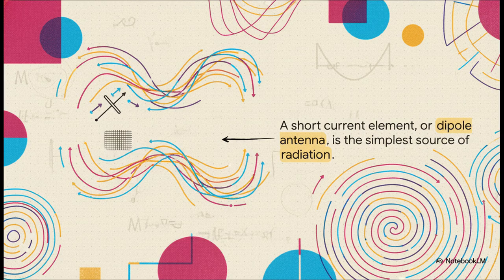We push an electric current back and forth along it, and that's our acceleration. That simple little act, which is totally governed by Maxwell's equations, is what creates those intertwined electric and magnetic fields that then shoot off away from the wire as a wave.